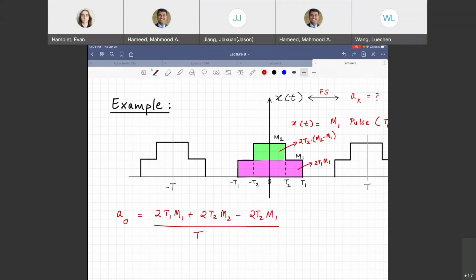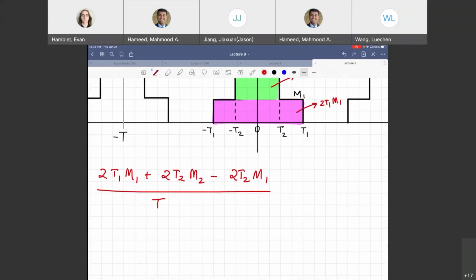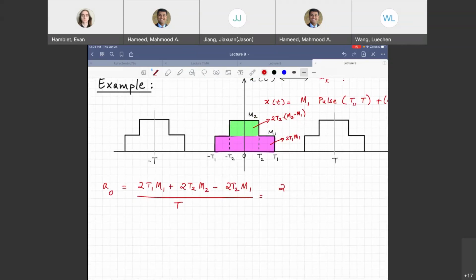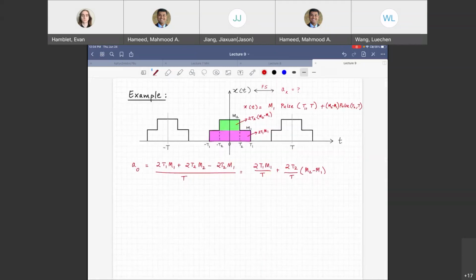Maybe we can write it in a slightly easier way to express. So 2T1 M1 divided by T, plus 2T2 divided by T multiplied by M2 minus M1. Just let us leave it like this so that you can see them separately. Next, that's A sub 0, right? Area divided by time period. Next, let us talk about A sub k.